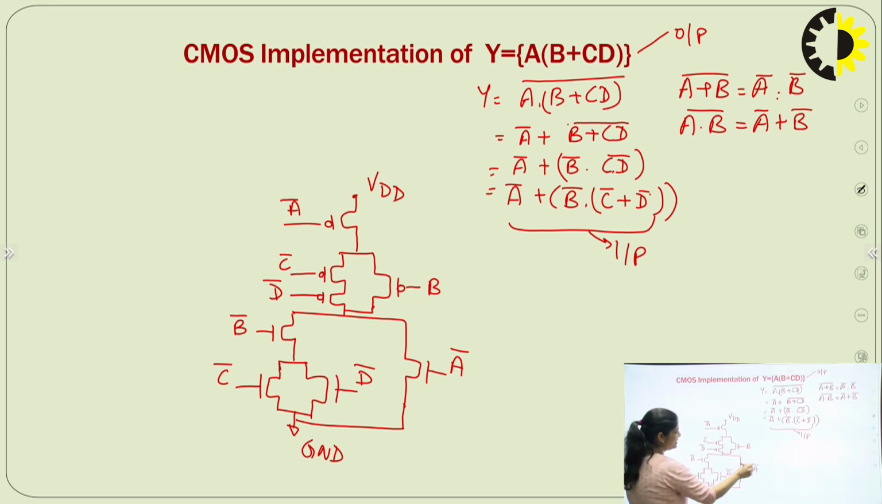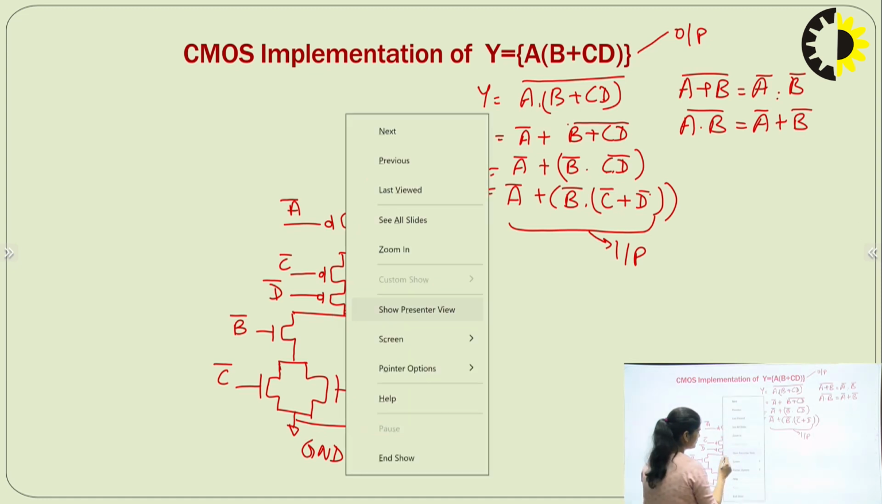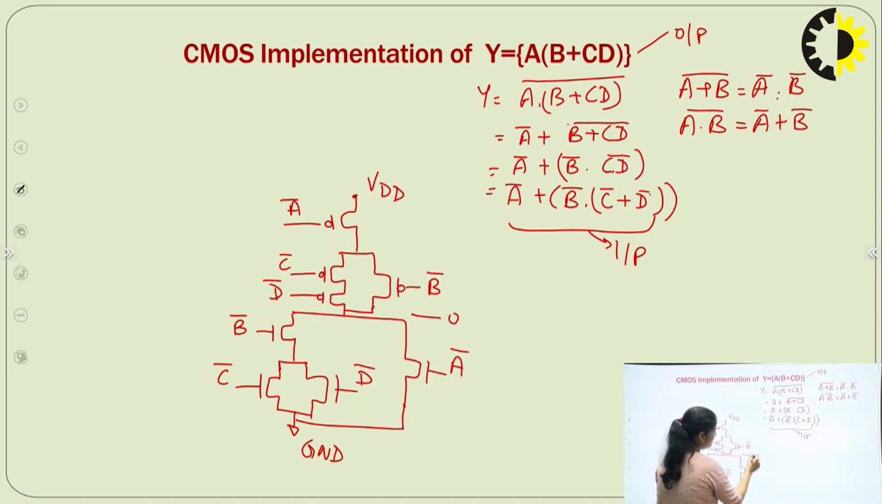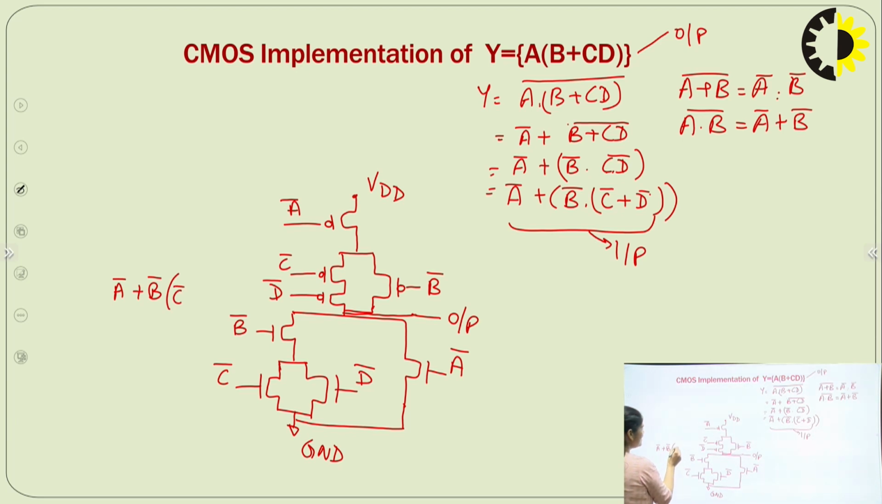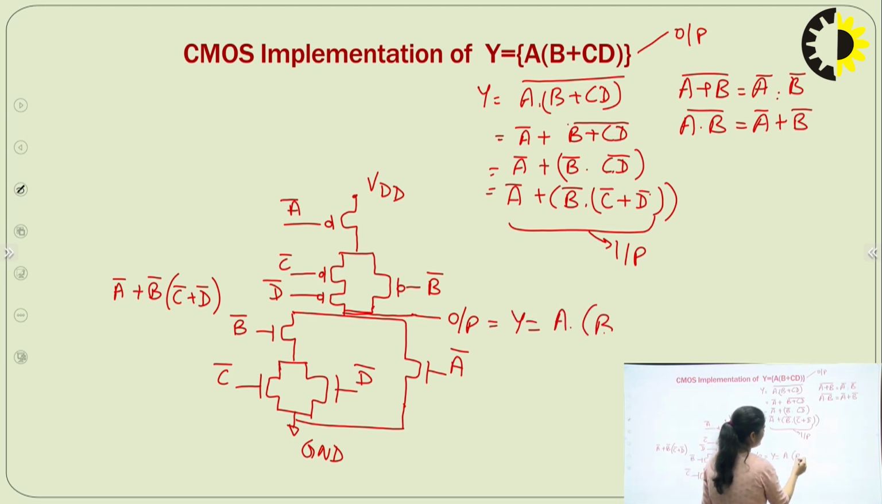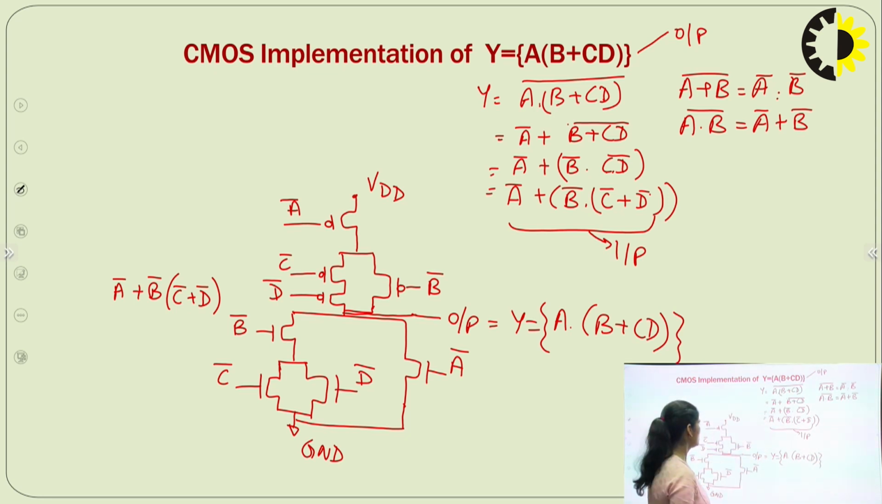These are your inputs: A bar, B bar, C bar, D bar. And from here we will get the output. This is the output. So input is A bar plus B bar in bracket C bar plus D bar. And output is equal to what? Output Y is equal to A dot B plus C D. So this is the output logic equation. So this is the CMOS implementation of Y is equal to A dot B plus C D.